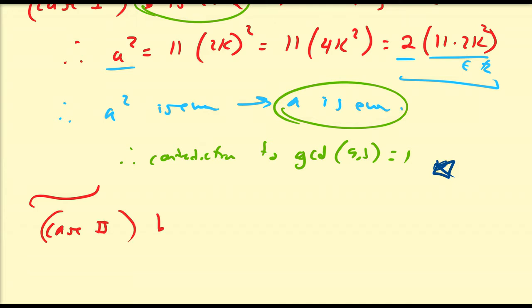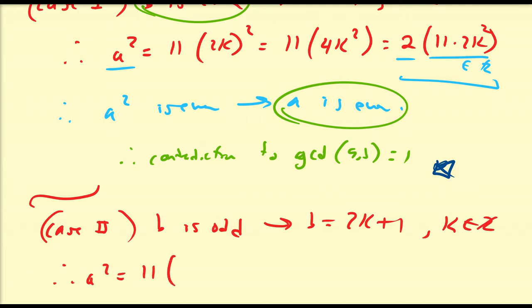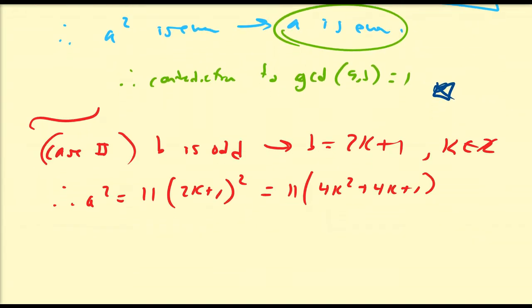So let's consider the case where b is odd. Now this is a little bit trickier, but let's assume b is odd, so that means there exists an integer k such that b is equal to 2k plus 1. Alright, so that means a squared is going to be equal to 11 times the quantity 2k plus 1 squared, which is going to be equal to 11 times 4k squared plus 4k plus 1, once you distribute that out. So let's distribute this out and see what happens.